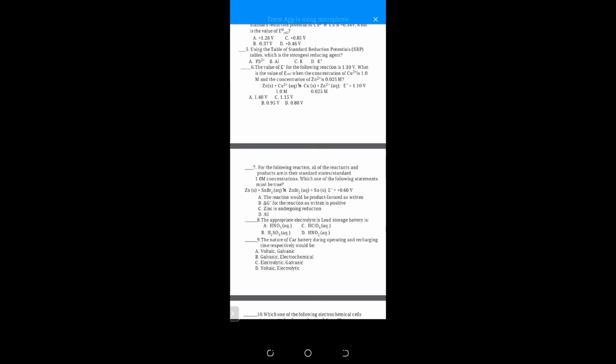It is A. The reaction would be product favored as written, because always for positive E of cell, product is favored. Otherwise, if not product favored, what does it mean? The cell cannot produce electrical energy. So what will our answer be? It will be A. Is it clear? Clear? Yes. Is it clear? I did not understand. Which number?